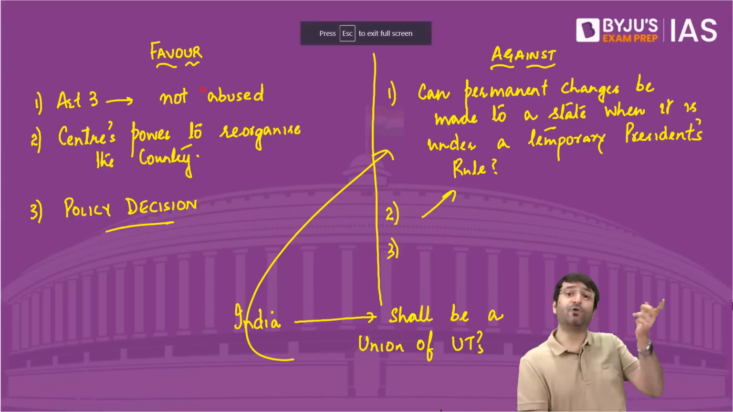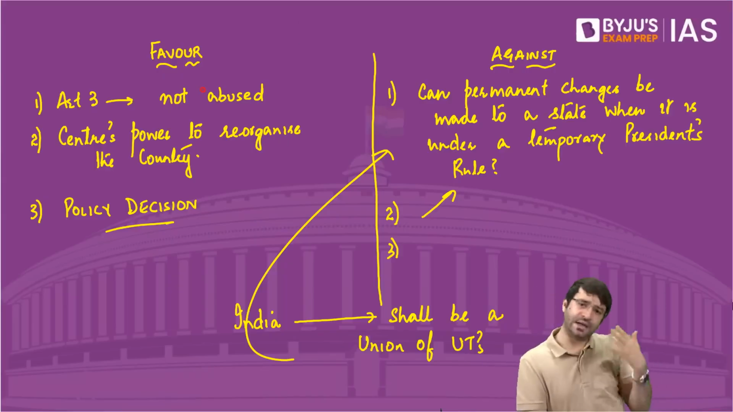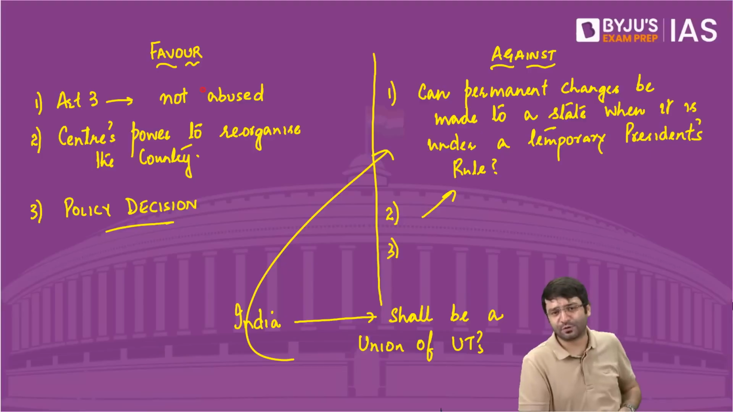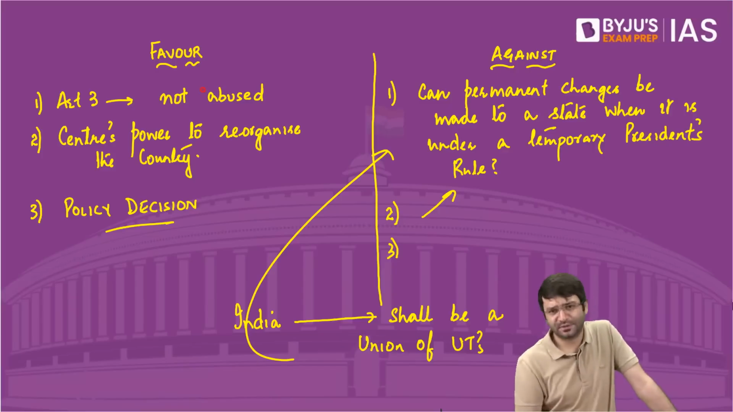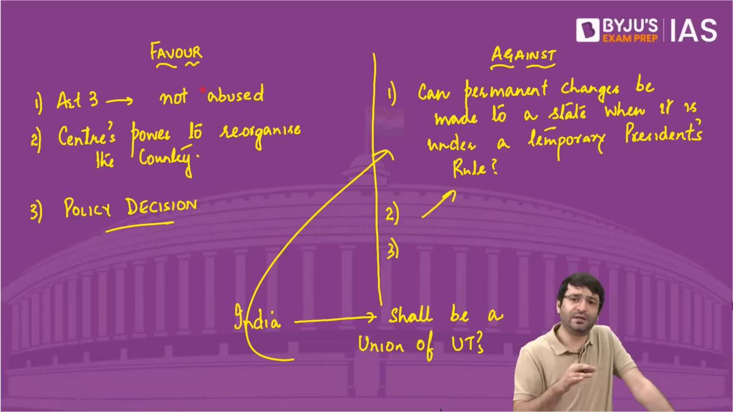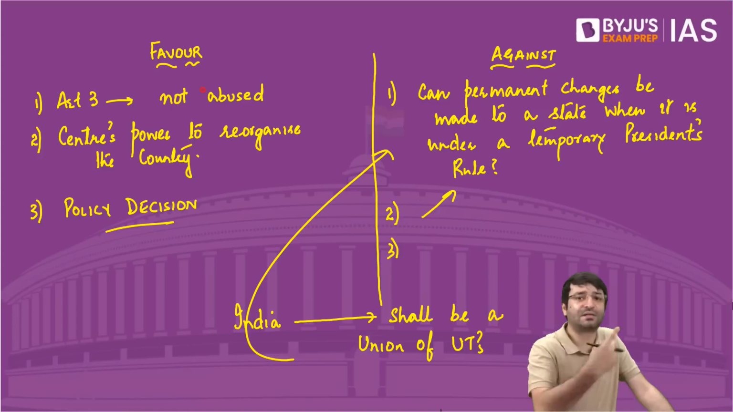J&K, it was not applicable. Now the entire Indian Constitution is applicable to J&K, including Article 3. Can the state be divided without passing any bill in parliament? How can that happen? The state can be divided only by parliament by passing a law.